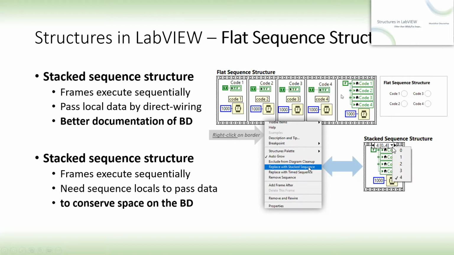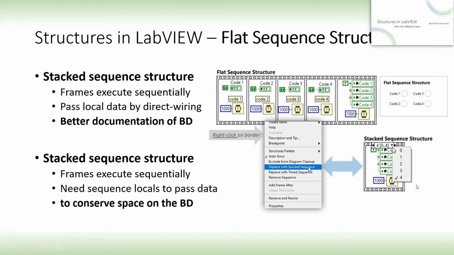You write the code, and if you want to shrink the code for a small space, you just replace. Right click on this edge and click on here. This is called replace with stacked sequence. When you do this, the code will be like one frame is attached on top of each other.